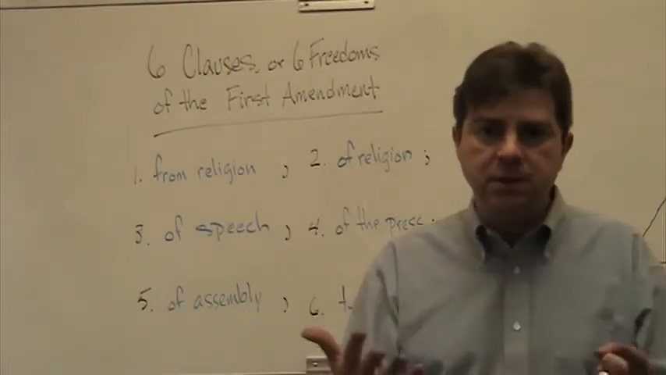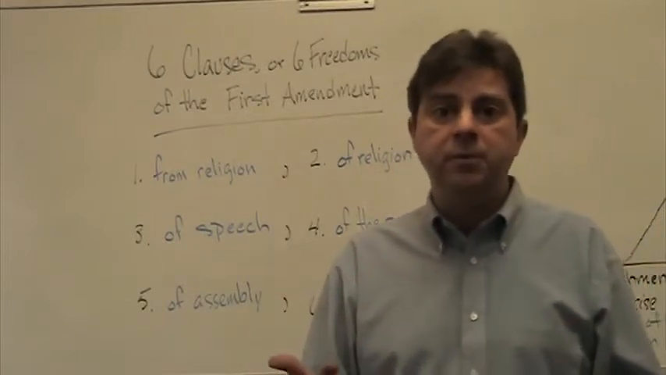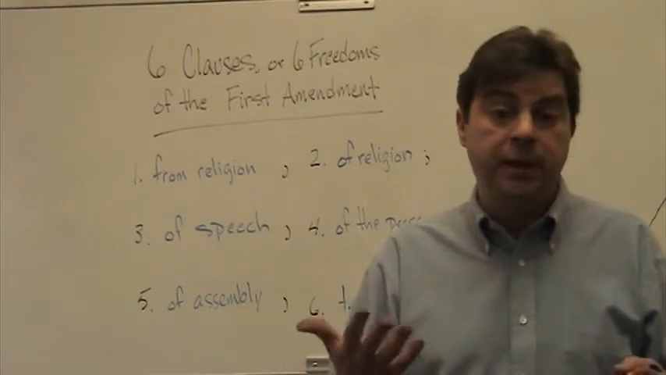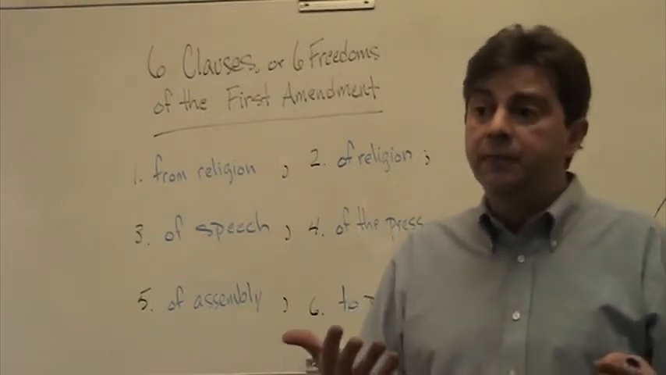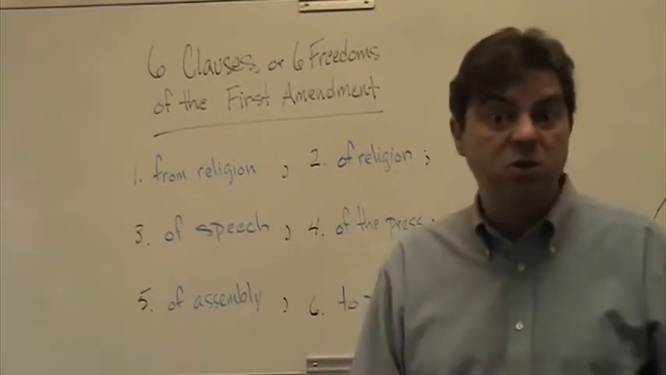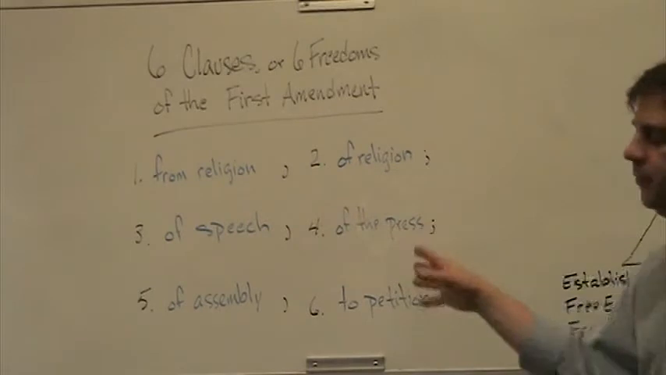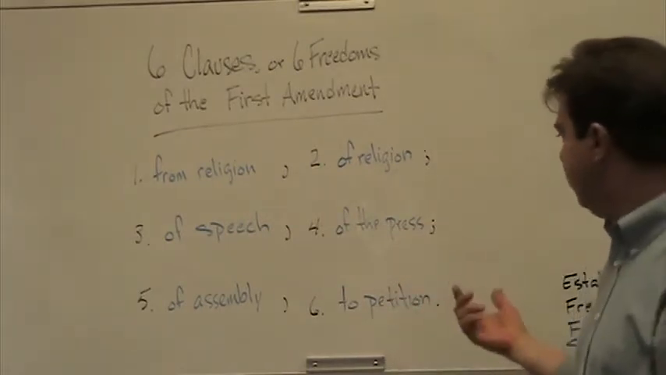So there are 6 clauses, therefore 6 freedoms in the First Amendment. And also, therefore, 6 litigation strategies. If you sue the government for violating your First Amendment rights, you have 6 to choose from, 6 reasons. All right. So here's the structure. It's 45 words, 3 commas, 2 semicolons, and a period.